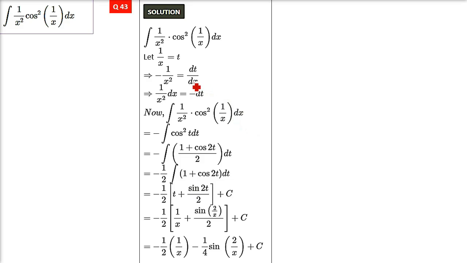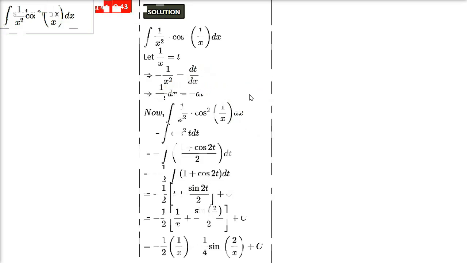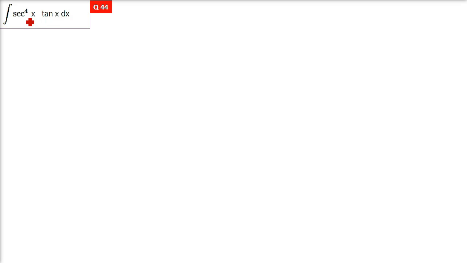This is the result I was talking about: 1 by x, and then cos square t has to be written as 1 plus cos 2t by 2. Now this will be sec 4x tan x. Now this sec to the power 4 can be kept as two parts, sec square and sec square. There is a different way of doing it. Integration will be sec square x into sec square, as I was talking about, and then we have this tan x dx.